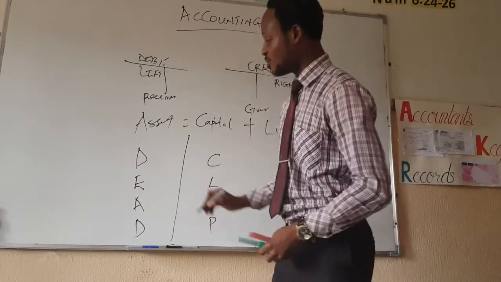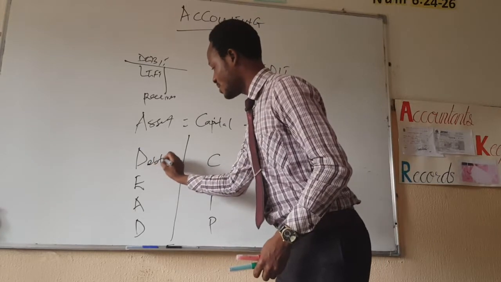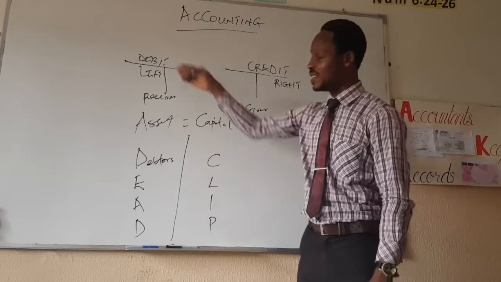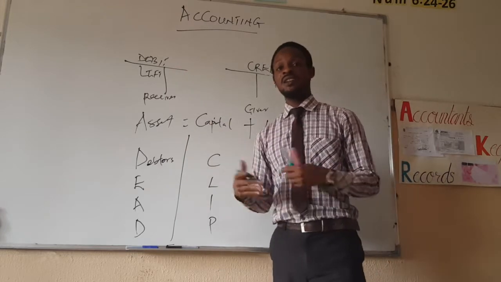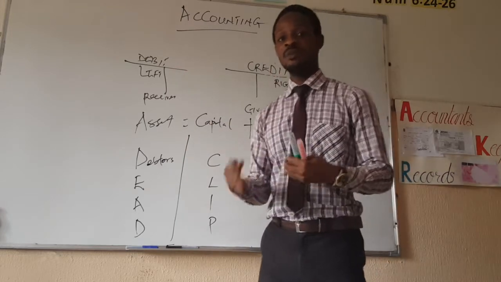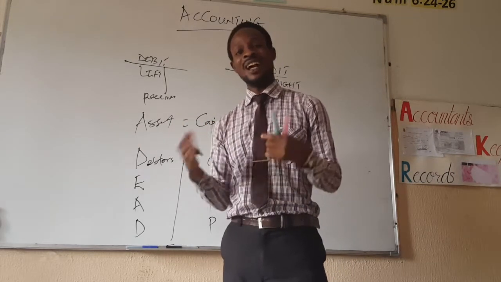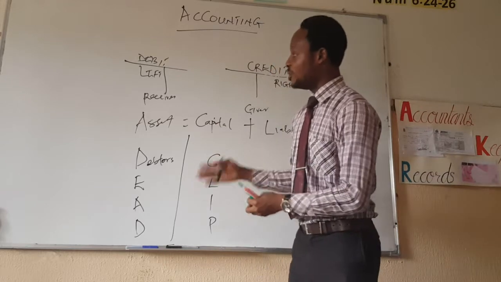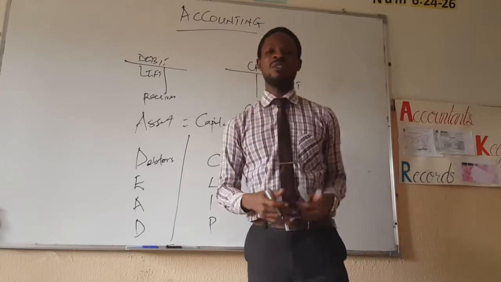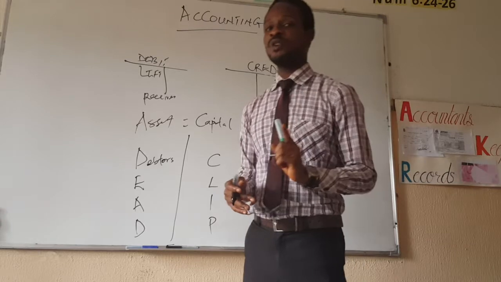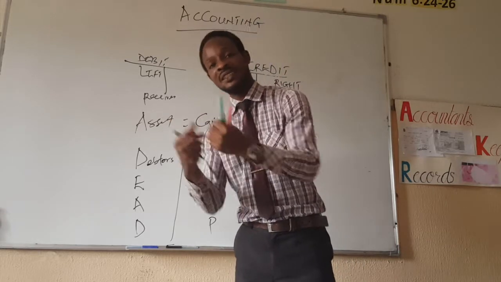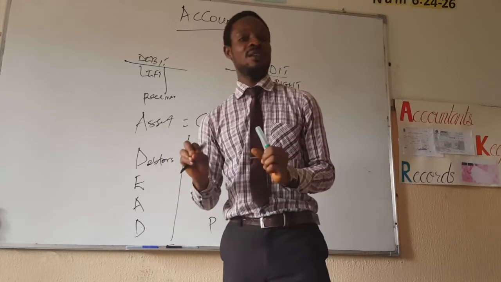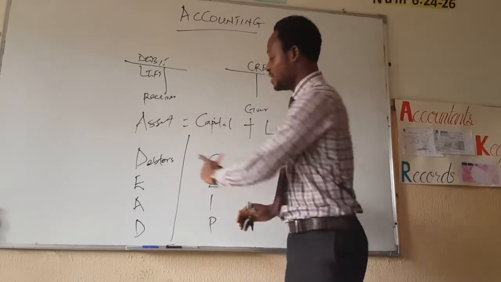D here, the first one is debtors. So that means debtors will have a debit entry normally. Debtors are customers that the business transacts with that at the moment owe the business. They will usually have a debit entry. Why would debtors have debit entry? It is because debtors are customers that receive goods at the moment that have not paid back. So that is why they will have debit entry.